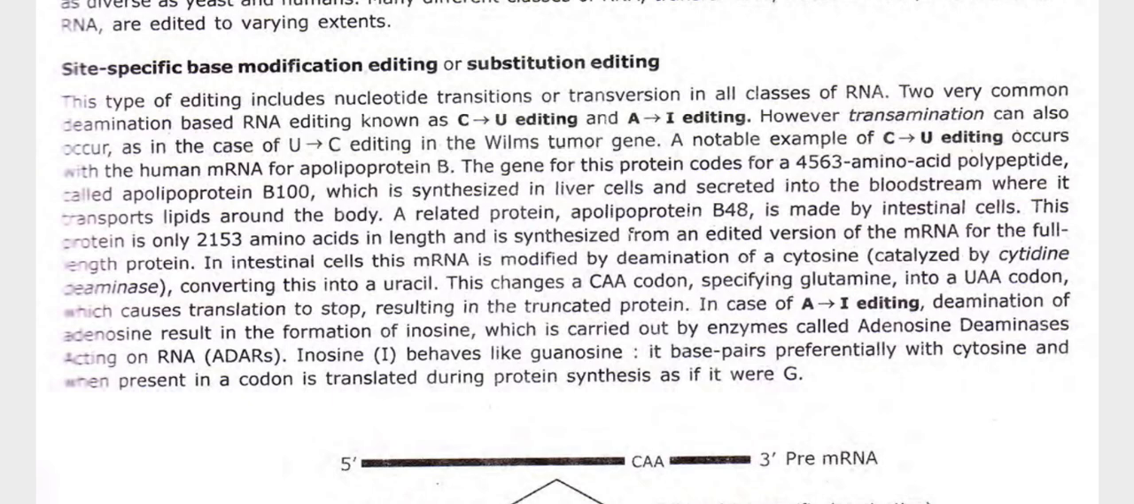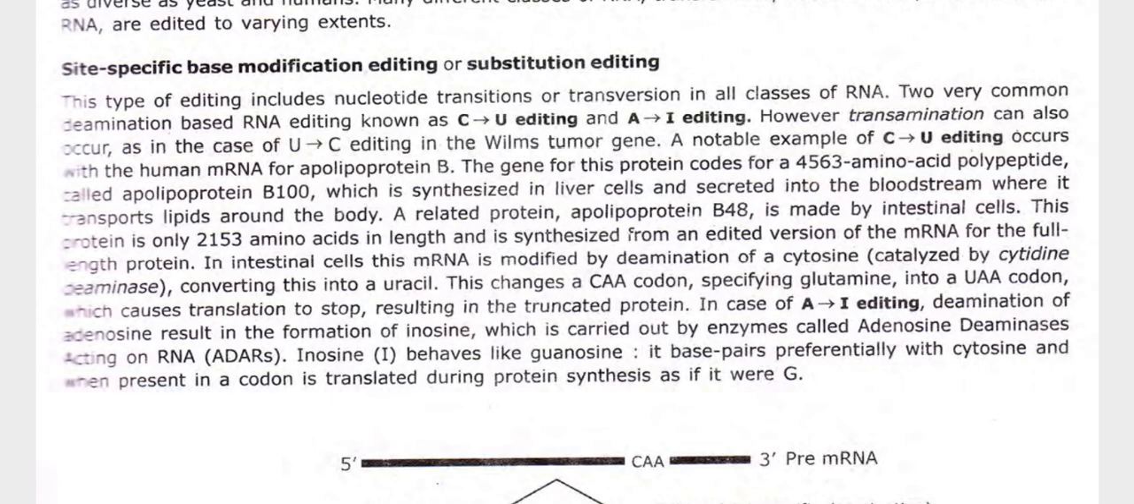A notable example of C to U editing occurs with the human mRNA for apolipoprotein B. The gene for this protein codes for a 4563 amino acid polypeptide called apolipoprotein B100, which is synthesized in liver cells and secreted into the bloodstream, where it transports lipids around the body. A related protein, apolipoprotein B48, is made in intestinal cells. This protein is only 2153 amino acids in length and is synthesized from the edited version of the mRNA of the full-length protein.